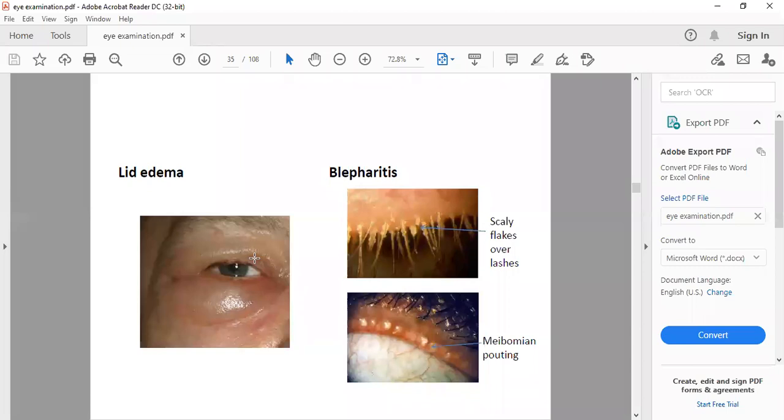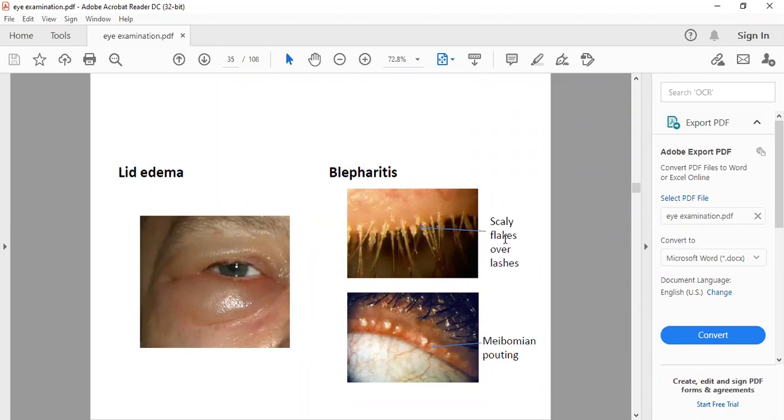This lid edema can be because of conditions of the eye, like say insect bite or any allergy or any infection, or if it is present in both eyes and is not associated with any ocular symptom, then it may be because of renal failure and cardiac failure. So this is how lid edema looks. Now the next slide is showing blepharitis. So these are the eyelashes, and you please note that there are these white, yellowish white structures at the margin of the eyelashes, at the root of the eyelashes.